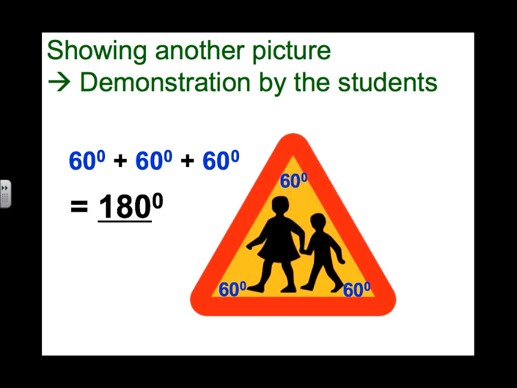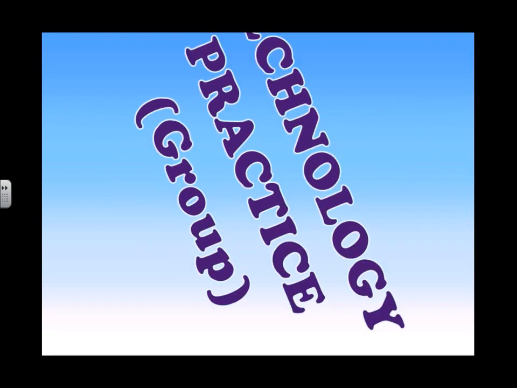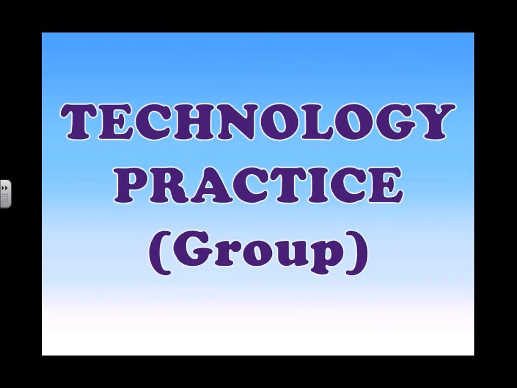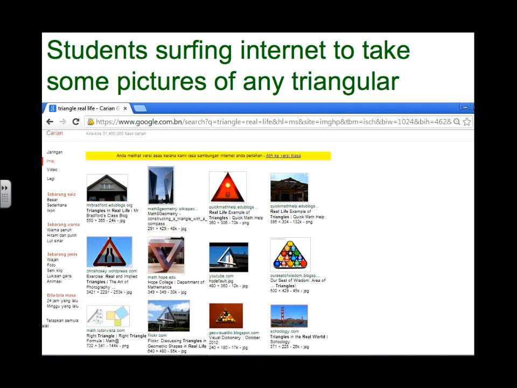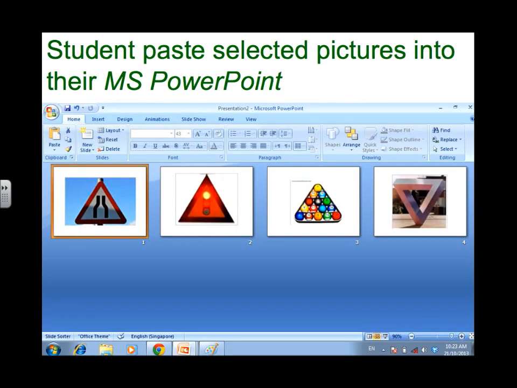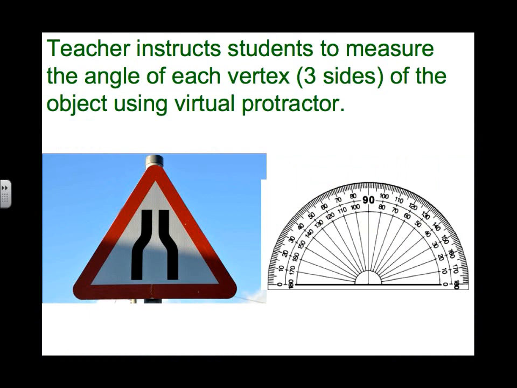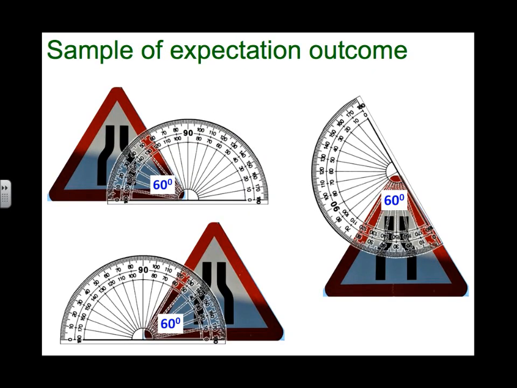Next, on the technology practice, the teacher will ask students to surf the internet to take some pictures. Then the students paste the selected pictures into their PowerPoint. The teacher will instruct students to measure the angle of each vertex of the object. This is a sample of the expected outcomes of the student.